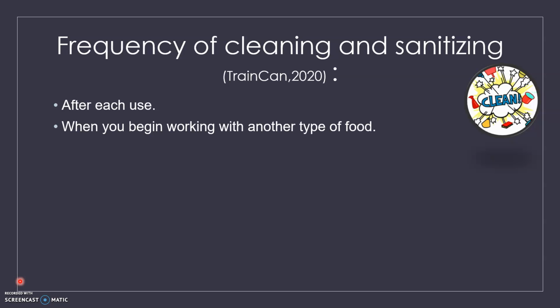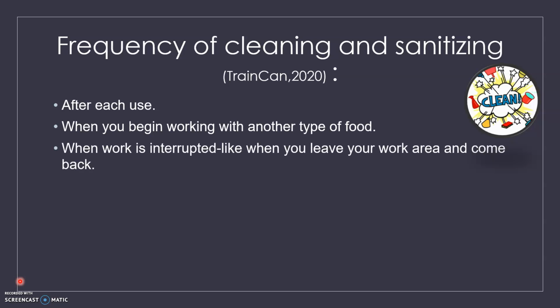When you begin working with another type of food, or when work is interrupted, like when you leave your work area and come back. It may happen for any personal or professional reason, or your boss has called you up for something urgent. When you leave your work area, you do not know what's happening there. It might get contaminated. So once you come back, you have to clean and sanitize the utensils and equipment you have been using.